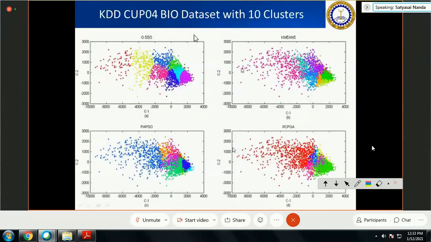So this is the result of the KDD Cup data set, in which the clustering results with SSO are giving us more effective, distinguished patterns or more separable clusters compared to the rest of the algorithms, in which the clusters are almost overlapping in most of the cases.